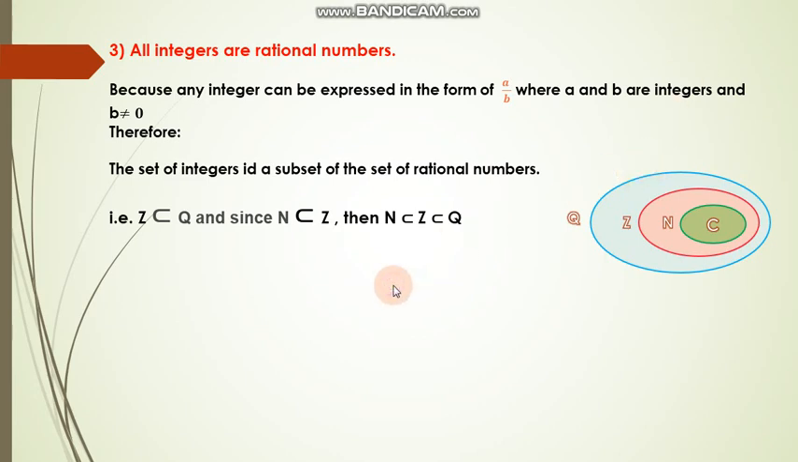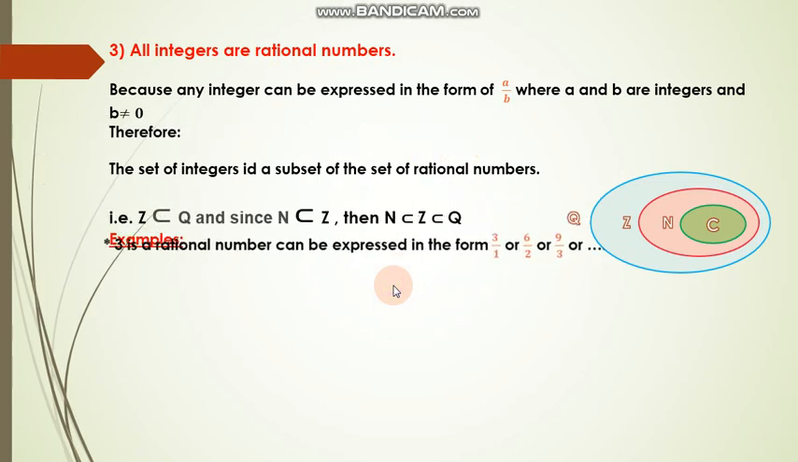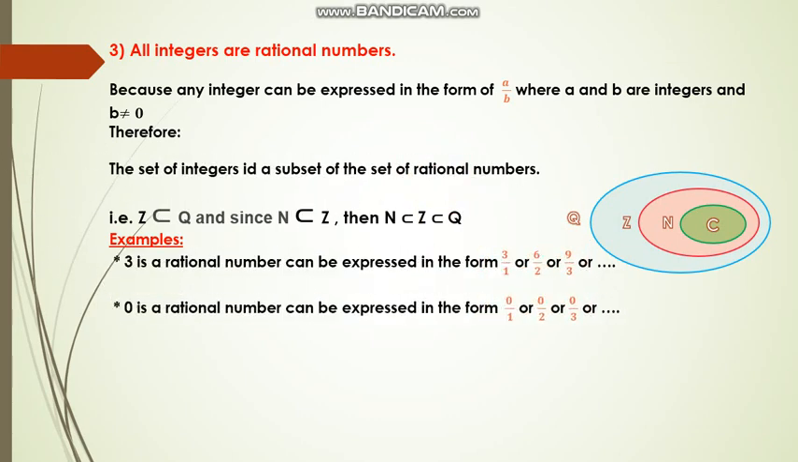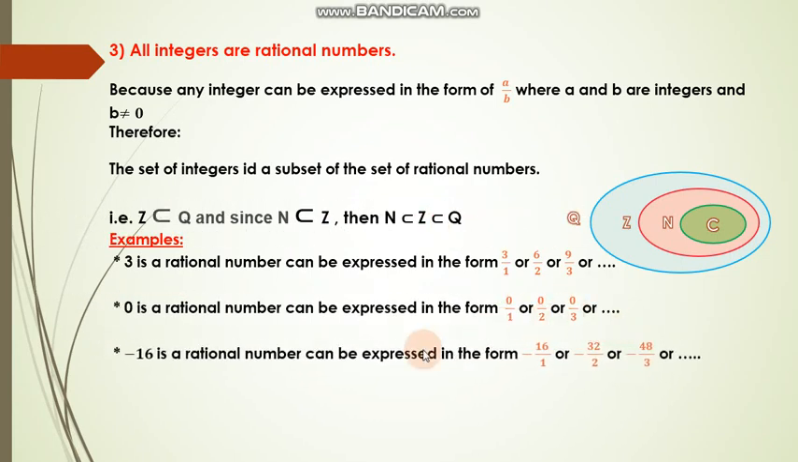For example, number 1, 3 is a rational number because it can be expressed in the form 3 over 1 or 6 over 2 or 9 over 3. Number 2, 0 is a rational number because it can be expressed in the form 0 over 1 or 0 over 2 or 0 over 3. Number 3, negative 16 is a rational number because it can be expressed in the form negative 16 over 1, negative 32 over 2, or negative 48 over 3.